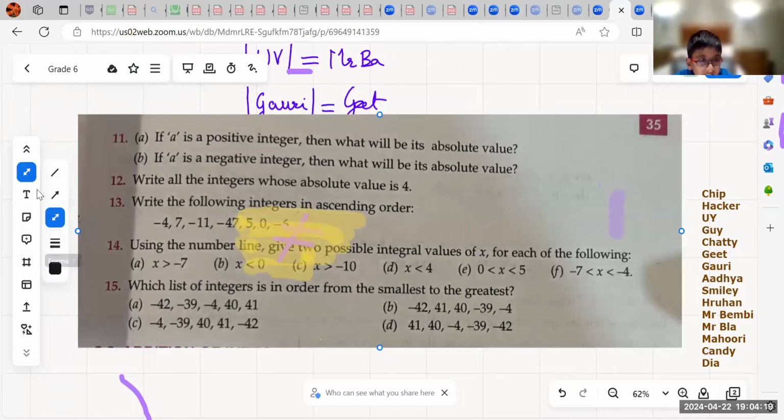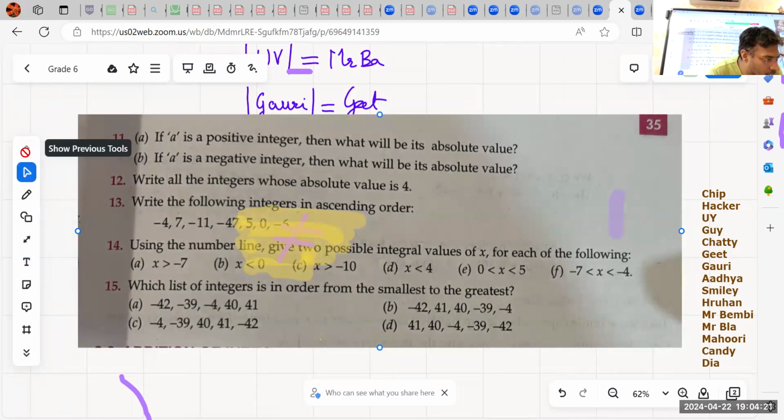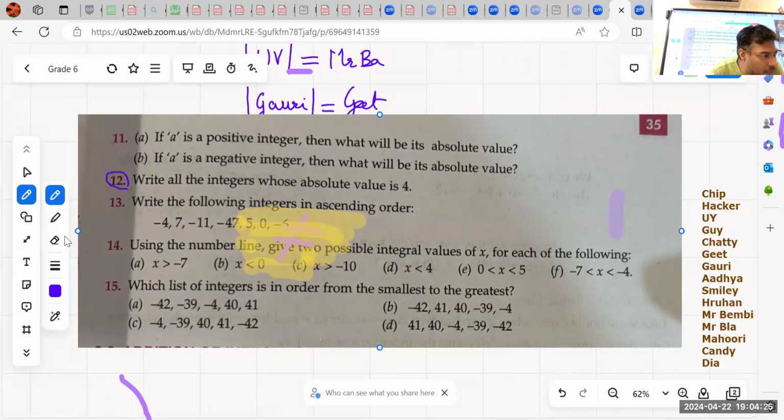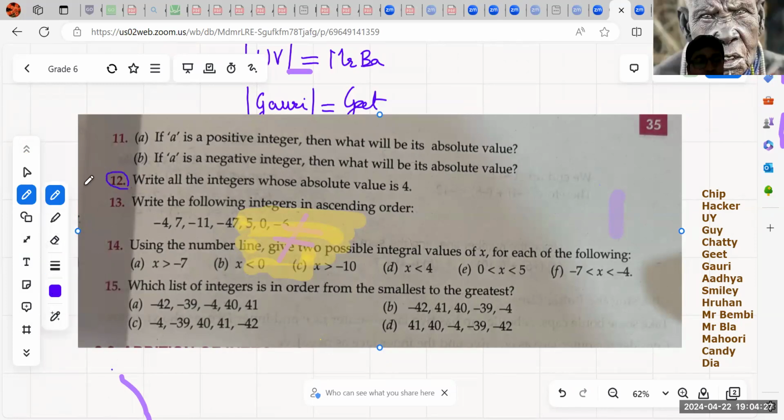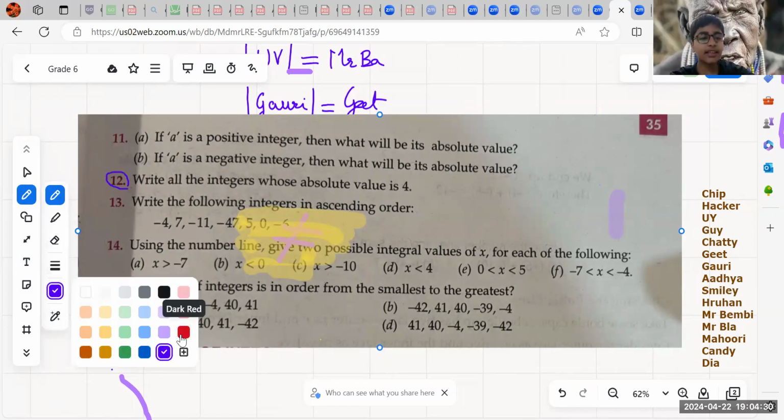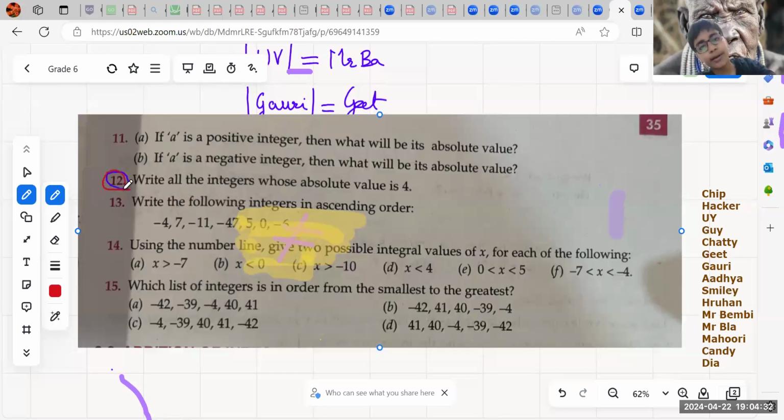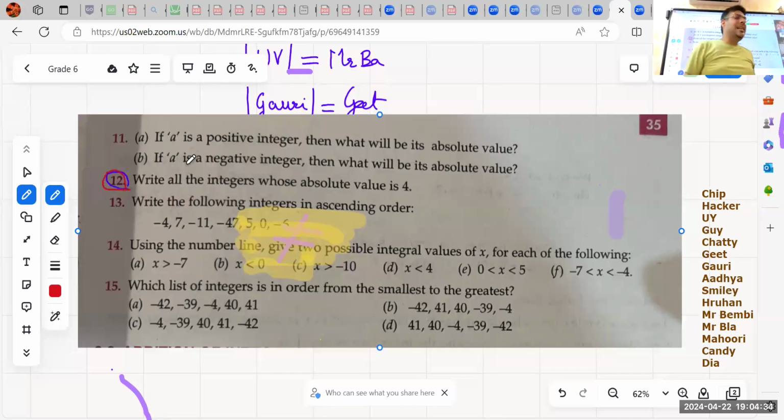So first, let's do the 12th question. Everyone send the answer of the 12th question. Sir, the way I can get all of these answers correct is by bringing my school maths notebook. No talking. First do the 12th question. Give it in the chat.